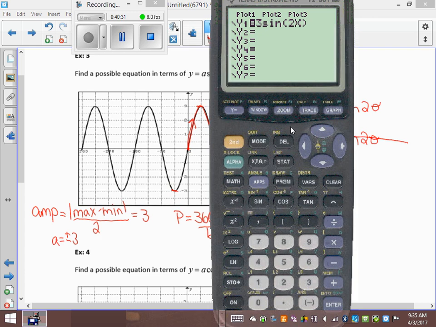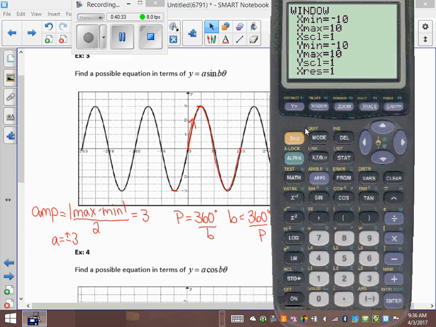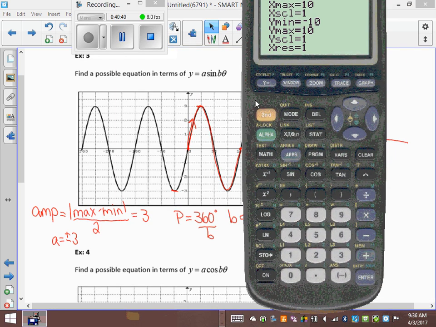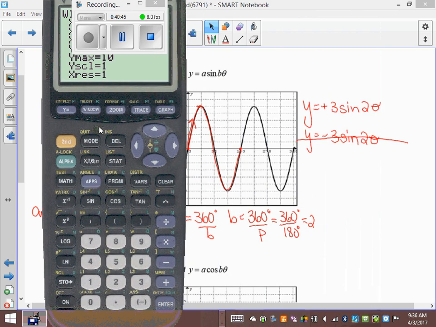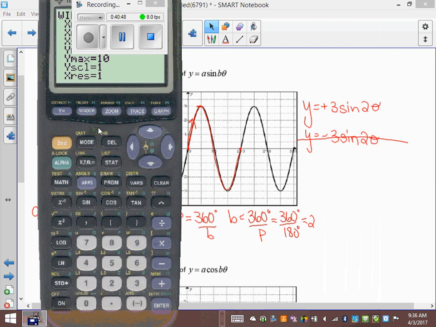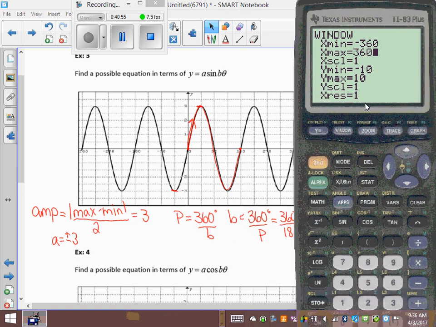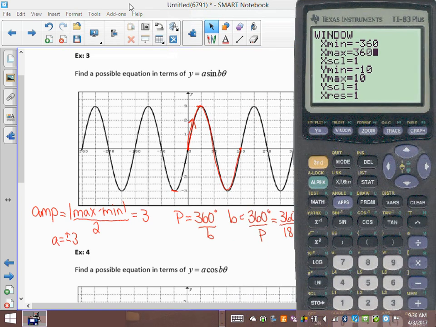So I'm going to go to my window. And my x minimum, what's the lowest x I have on this graph? Negative 360. I'm going to go negative 360. What's the highest x I have? Positive 360. Now, I want my scale to be the same. So this is 0 and 90. So what's this going up by? What's each tick? 45.